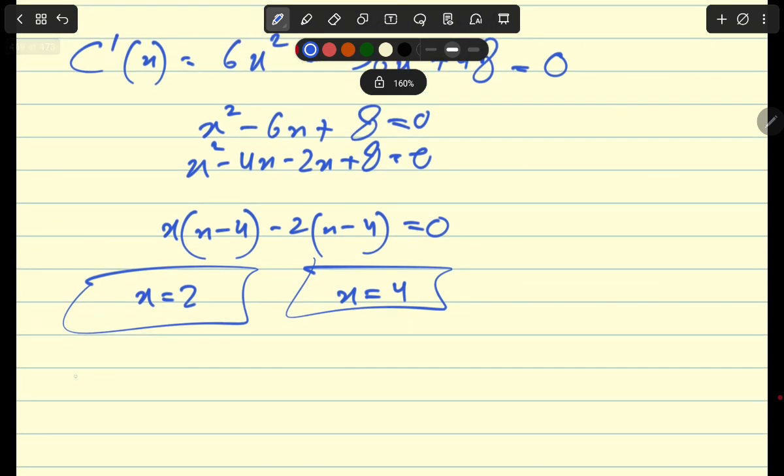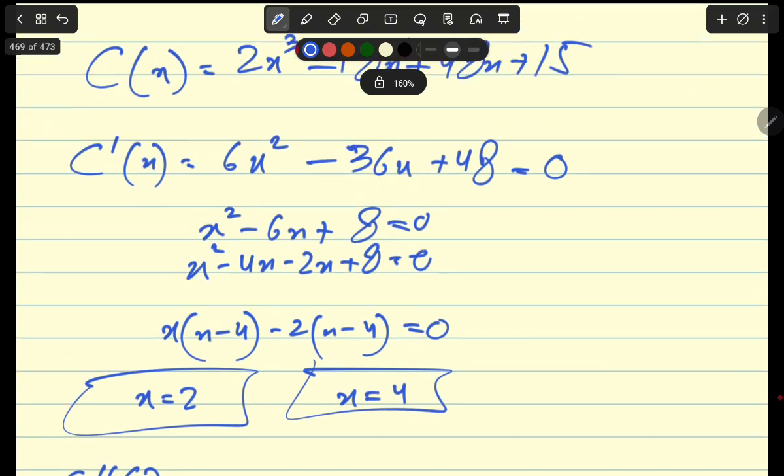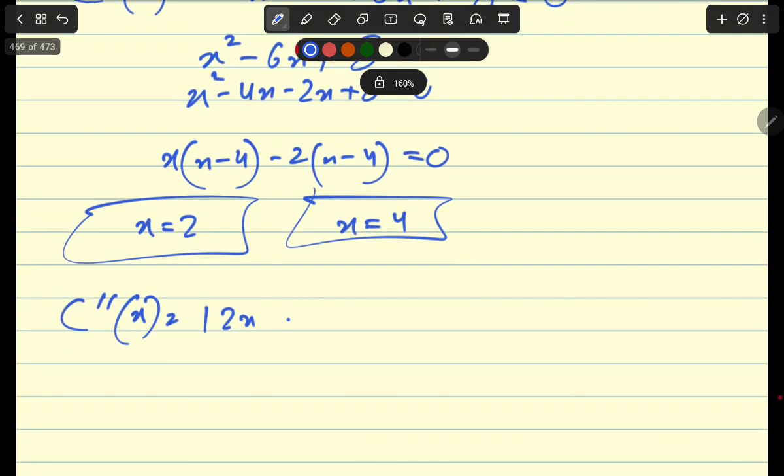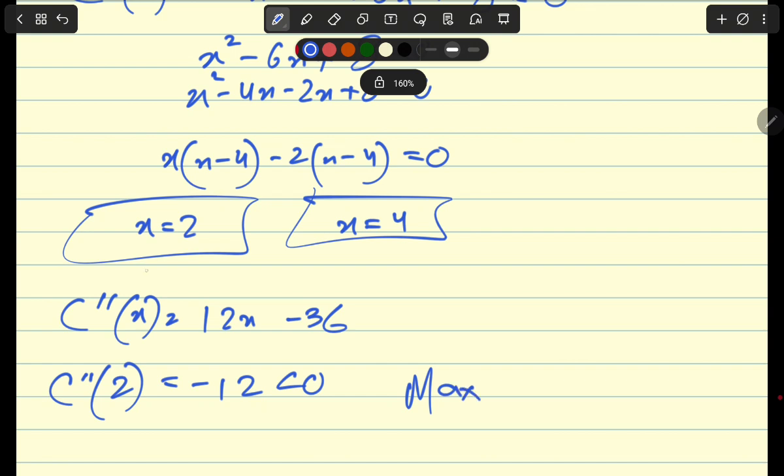Now, at x is equal to 2, what is the double derivative? So first of all, it is 12x minus 36. Now, the double derivative at 2 is going to be equal to 24 minus 36 is minus 12, which is less than 0, hence maximum. So this is the max cost that you can attain at 2 units. And minimum cost is going to be at 4 units, which is, I don't know, these may be airlines or something, right?